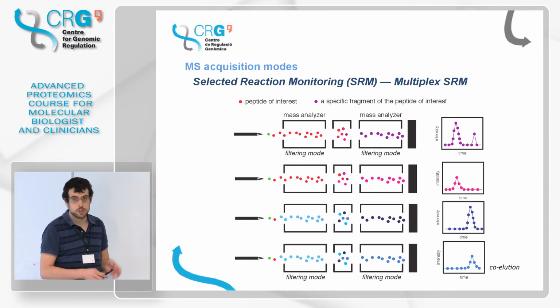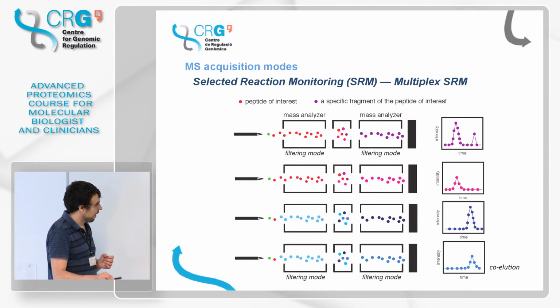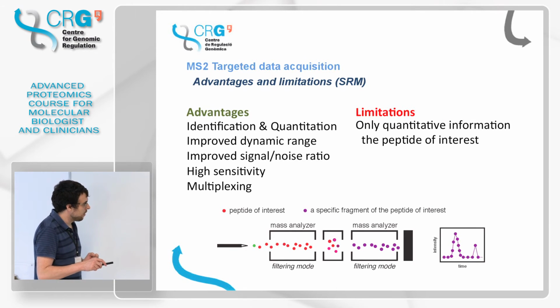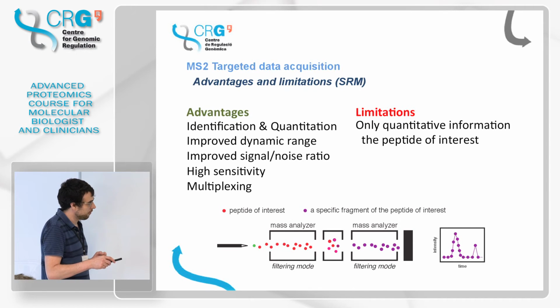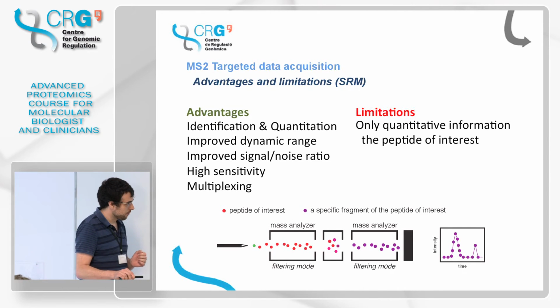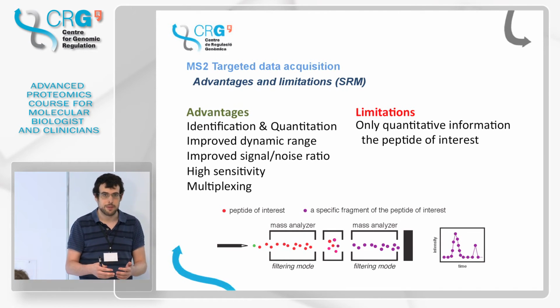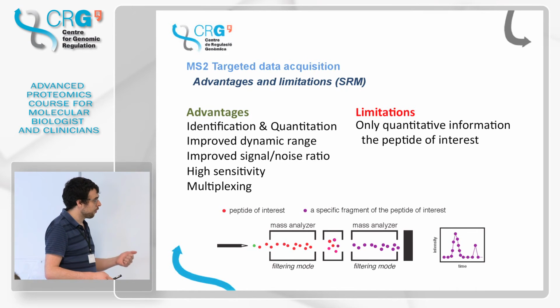And another thing that I can do is again multiplex. So I can acquire not only peptide A, the red one, but also several fragments of a second peptide. So in general, what this allows us is identification and quantification in one go, right? Because if we monitor several fragments, I can have the area under the curve for quantitation, but the fact that several fragments are coeluting gives me the identity of this peptide. So with SRM, I have both identification and quantification in one experiment.